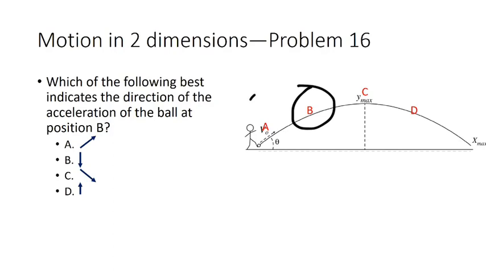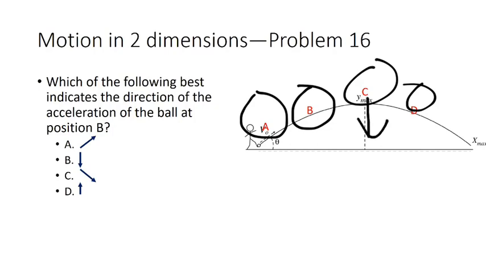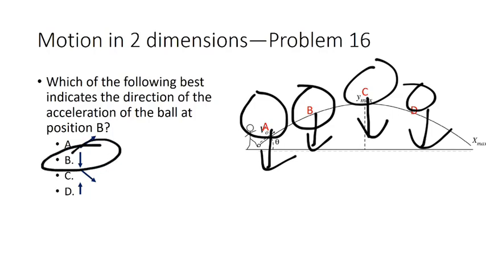So it doesn't matter if we're asking about point A, point B, point C, or point D. In all those cases, the acceleration is straight down. Again, that's because the force of gravity acts straight down. So our correct answer on problem 16 is answer B, straight down.